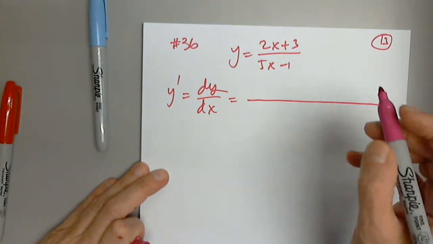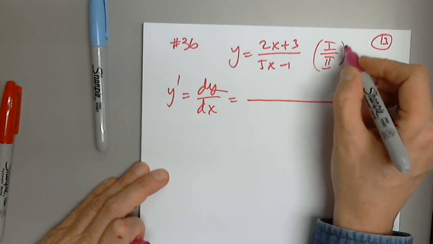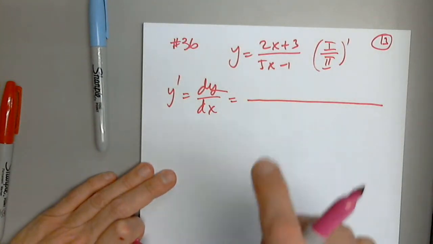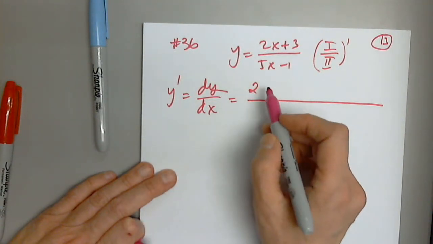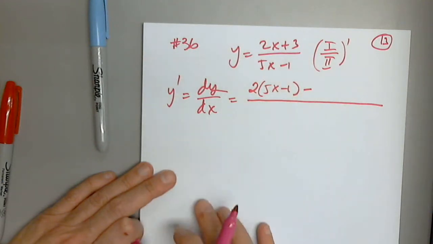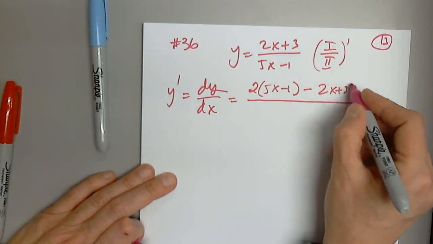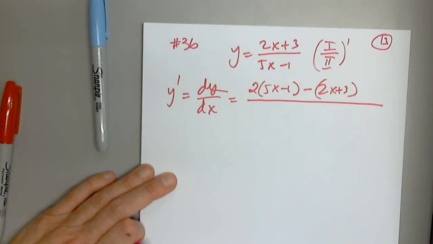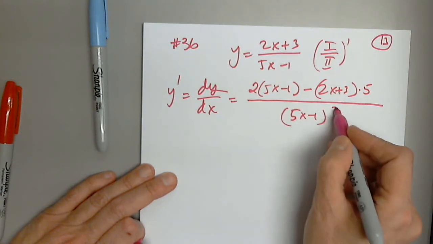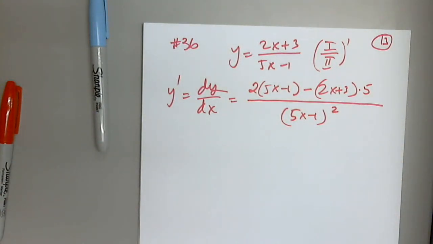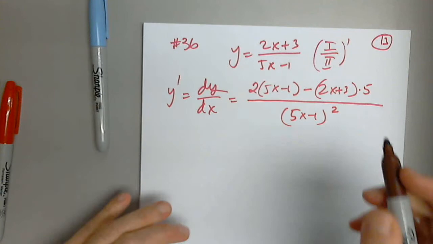Remember the quotient rule. It's the first function over the second function, and we differentiate. The top function prime is 2 times 5x minus 1 minus, I copy the top, and I differentiate the denominator. What do I get? Very good. Divided by 5x minus 1 to the second power. I have to fully simplify this, because if I try to differentiate this, it will be a mess. So I have no choice.